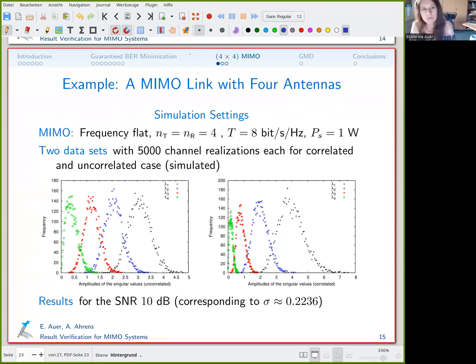We've considered also frequency selective systems, but I show here a simple example of a frequency flat system with 4 transmitting and 4 receiving antennas, constant throughput of 8 bit per second per hertz, and again the same example of the transmit power of 1 watt. Again, we consider 2 data sets. We have 5,000 channel realizations each for the correlated and the uncorrelated case. Again, we see here the amplitudes or the singular values for the uncorrelated and for the correlated case, and in the correlated case they are much further from each other. We show the results for a constant signal to noise ratio of 10 dB again.